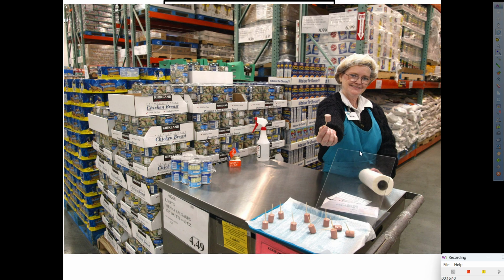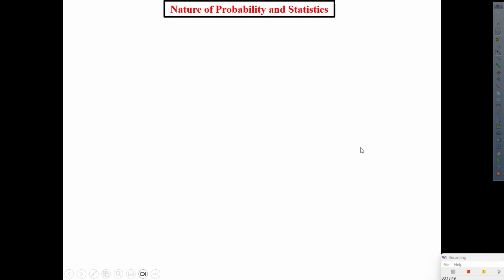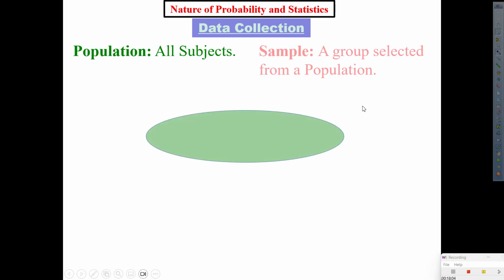So here we go. Today we're going to be looking at two types of data collection. The first type is known as population, which means all subjects. The second type, look up, is called a sample, which is a smaller section of the entire population. I'm going to be using the little red circle over here. So for population, I'm going to use the big oval, and for the sample, the red circle. Okay?